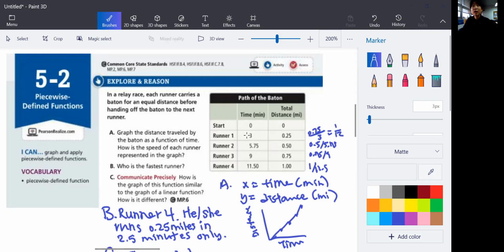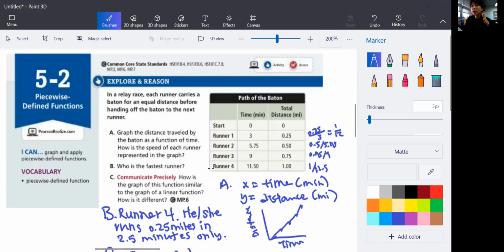Okay, so if you look at this chart, there are 4 runners. Runner 1 starts from the start, 0, runs 0.25 miles, a quarter mile, in 3 minutes. And then from there, this table is for the path of the baton. So we're not talking about each runner, we're talking about the entire trip for the baton. The players are going to change, but the baton will keep going. So runner 2 ends with total distance 0.5. They all run the same distance.